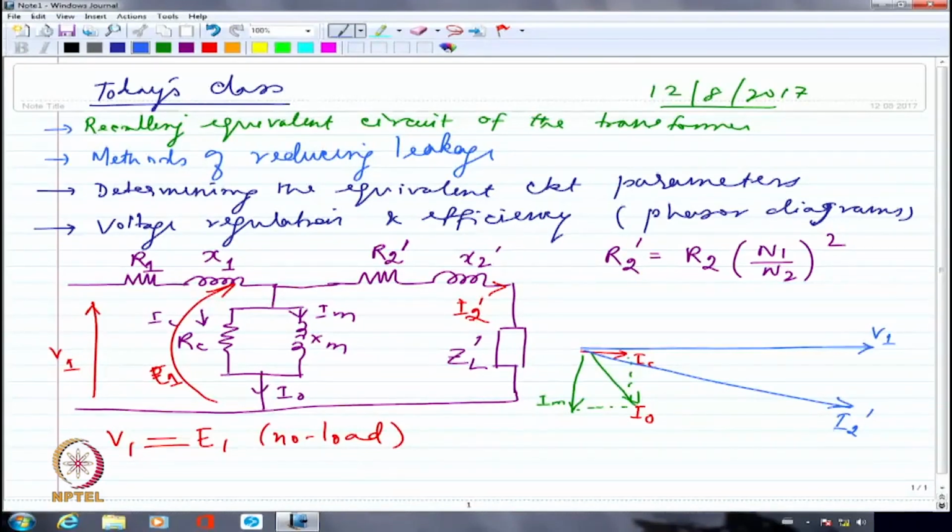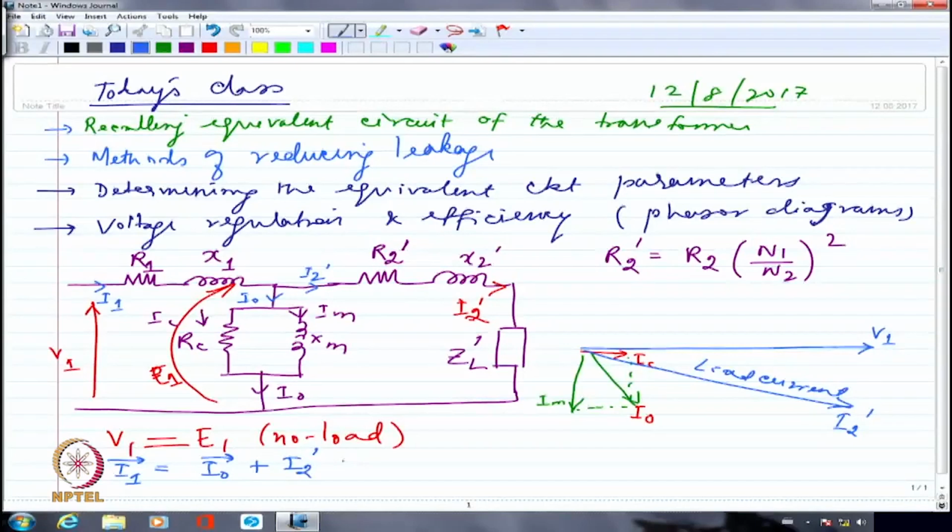That's the reason I have shown this as the load current. So this is going to be my load current. If I have the load current here, then I can add this current, which is my I0, and this is I2 dash. These two added together will make up I1. So I1 vectorially is equal to I0 plus I2 dash.